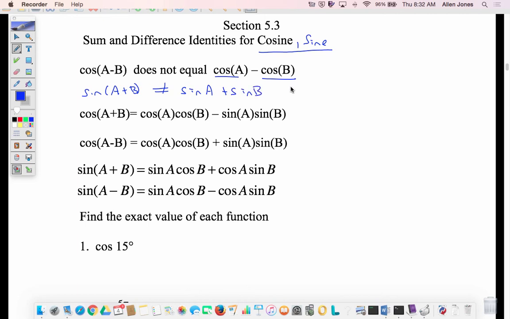The long version here is we have some formulas down here, which I'll talk about in just a second, but the proofs of these are going to be left for work in calculus. Right now, we simply need to know these identities. So the cosine of a plus b is the cosine of a times the cosine of b minus the sine of a times the sine of b.